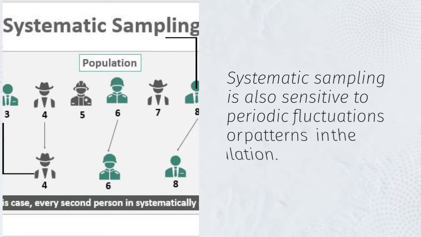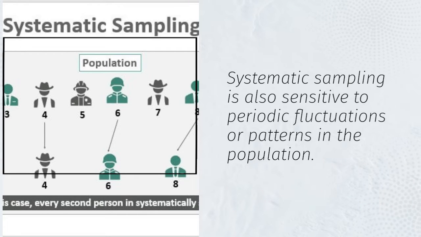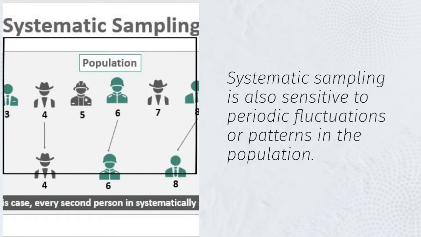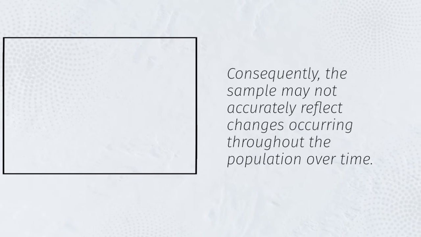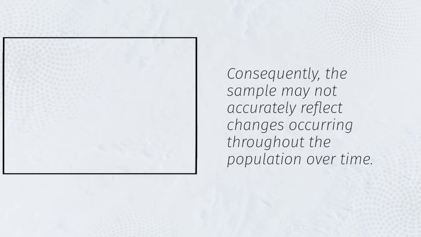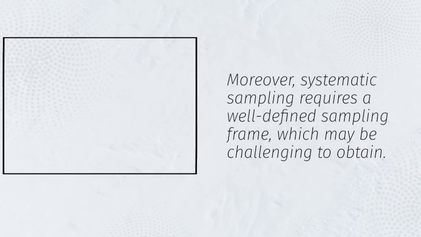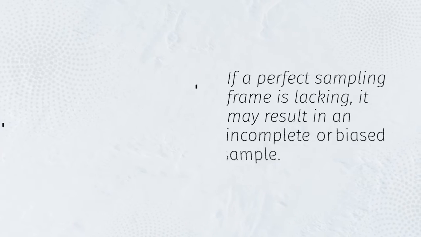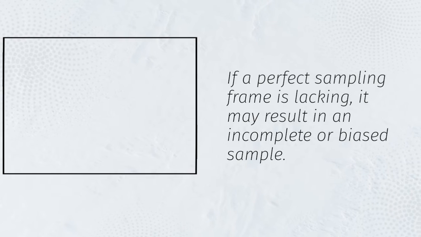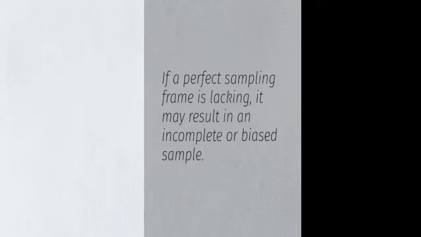Systematic sampling is also sensitive to periodic fluctuations or patterns in the population. Consequently, the sample may not accurately reflect changes occurring throughout the population over time. Moreover, systematic sampling requires a well-defined sampling frame, which may be challenging to obtain. If a perfect sampling frame is lacking, it may result in an incomplete or biased sample.